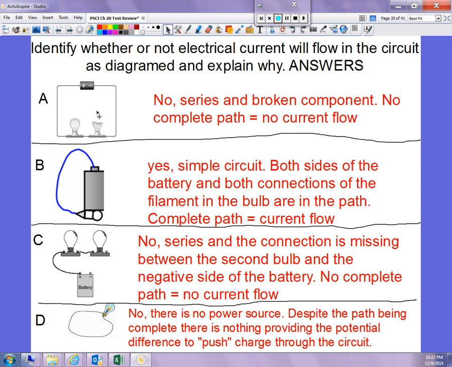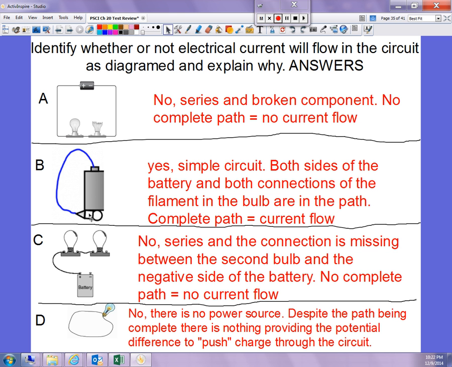So in this first one, it's a series circuit, and with this light bulb broken, we will not have a complete path, so no current will flow. In the second one, this is our simple circuit. Our simple circuit has 3 components: a load, which is any form of resistor, a power source, which is a battery or an outlet, and a conducting wire, and they have to have a complete path.